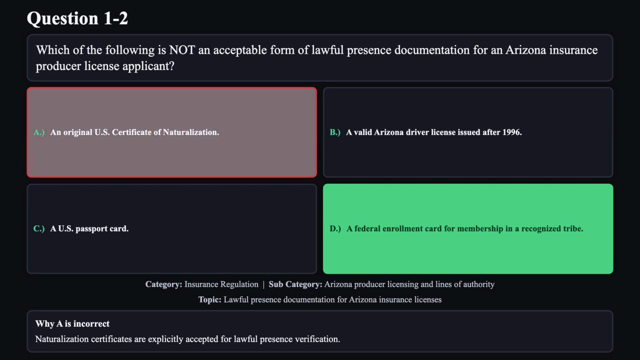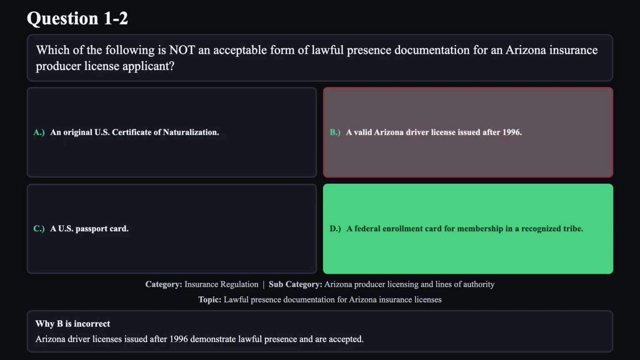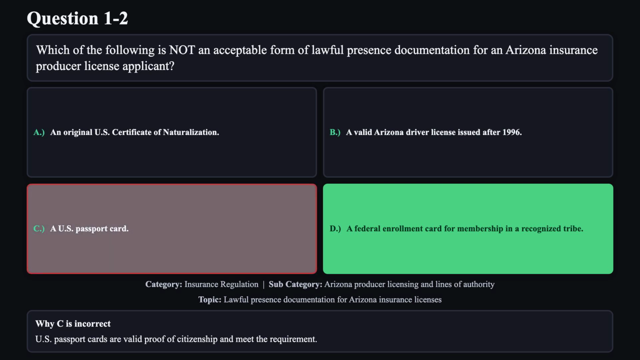Naturalization certificates are explicitly accepted for lawful presence verification. Reason B is not correct. Arizona driver licenses issued after 1996 demonstrate lawful presence and are accepted. Reason C is not correct. U.S. passport cards are valid proof of citizenship and meet the requirement.